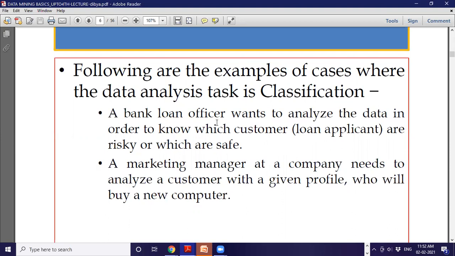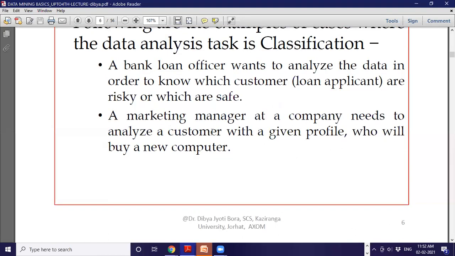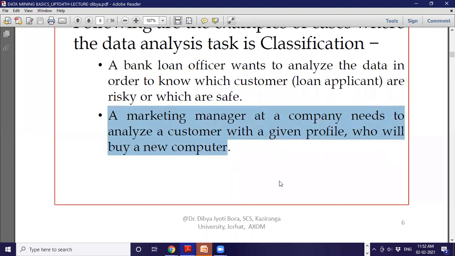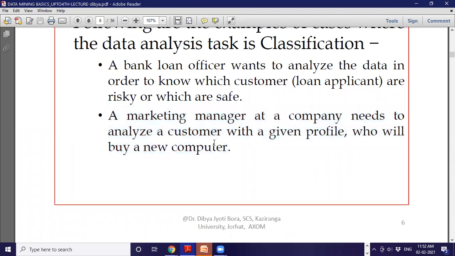Then similarly, a marketing manager at a company needs to analyze which customer with a given profile will buy a new computer. We will go through this example, don't worry. Suppose you have a computer shop. Various customers visit your shop, but it doesn't imply that each of them is going to buy a computer from your shop. So we need to analyze who is going to buy, or where the probability of buying that computer is high. In that case, we are trying to predict.